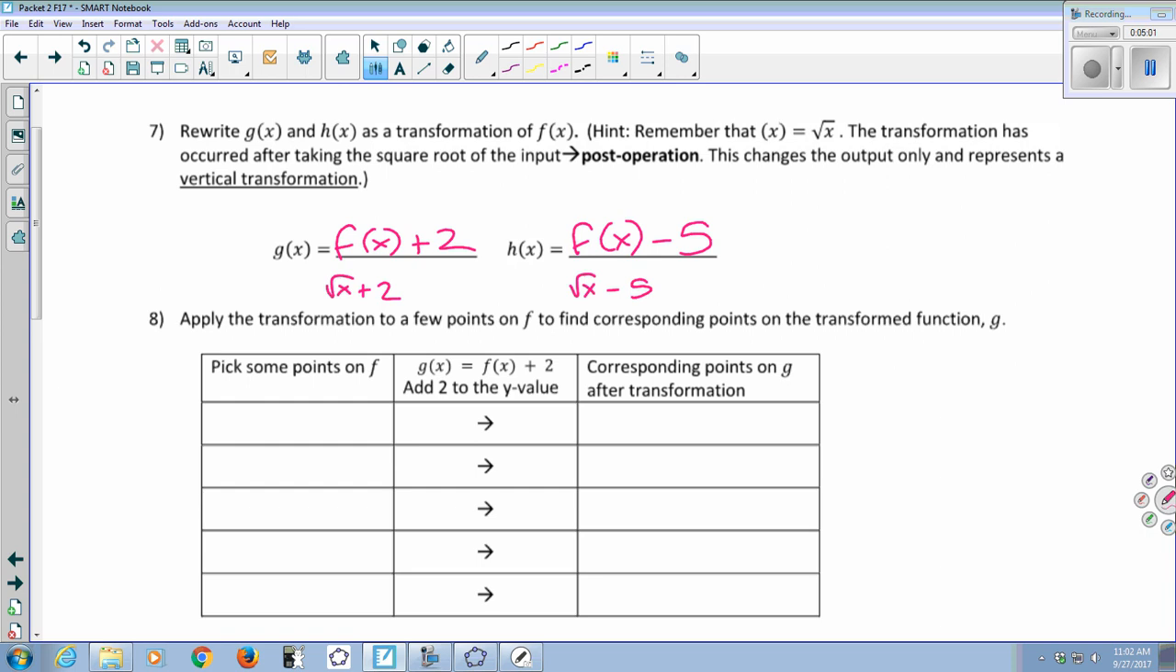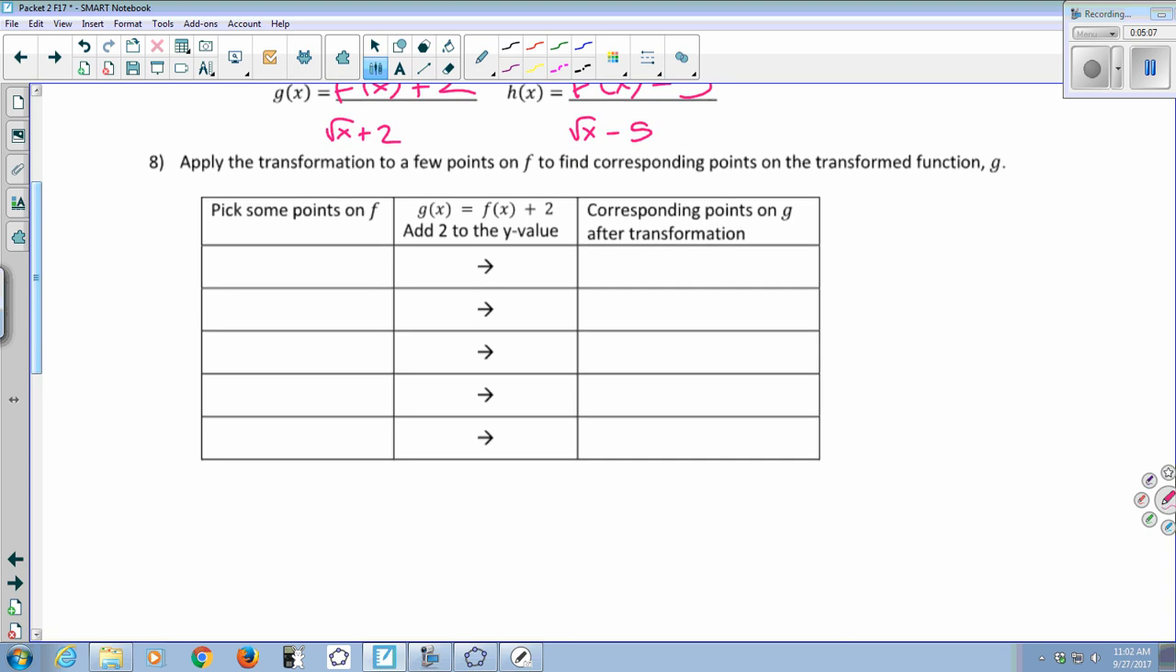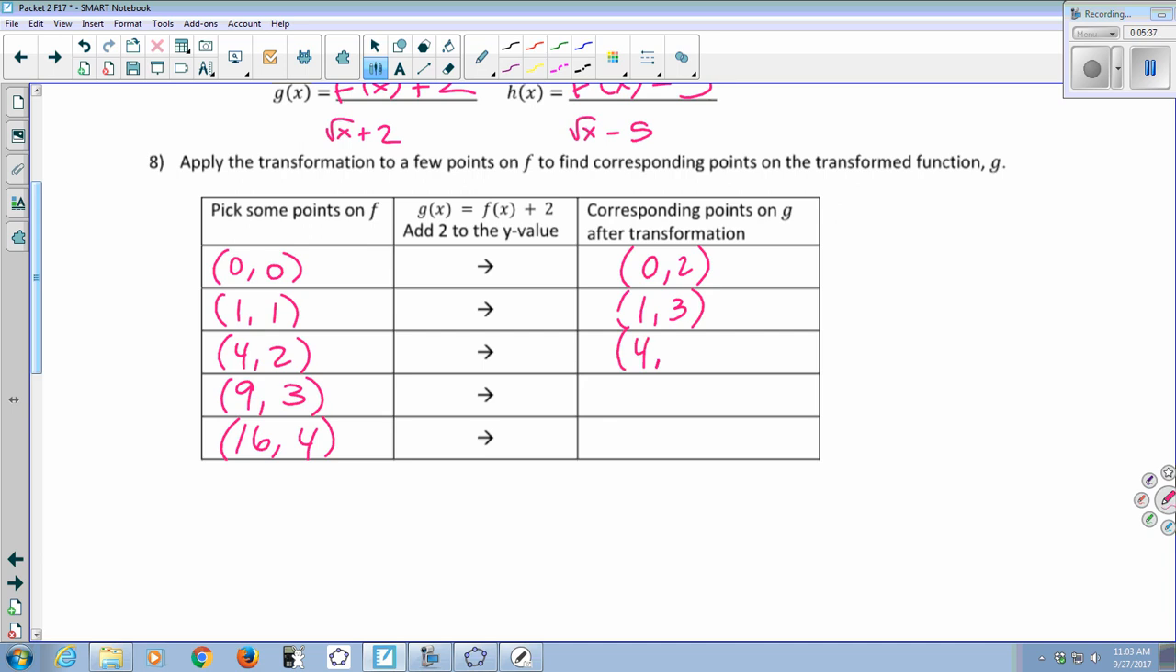And I'm going to apply the transformation to a few points to find the corresponding points on the transformed function. So I'm going to use the points that I originally plotted when I did this by hand. I had (0, 0), (1, 1), (4, 2), and (9, 3). And I'll do one more: (16, 4). Those are all points on f of x equals the square root of x. To get the corresponding point on g, you just have to add 2 to the y value. So I have (0, 2), (1, 3), (4, 4), (9, 5), and (16, 6).